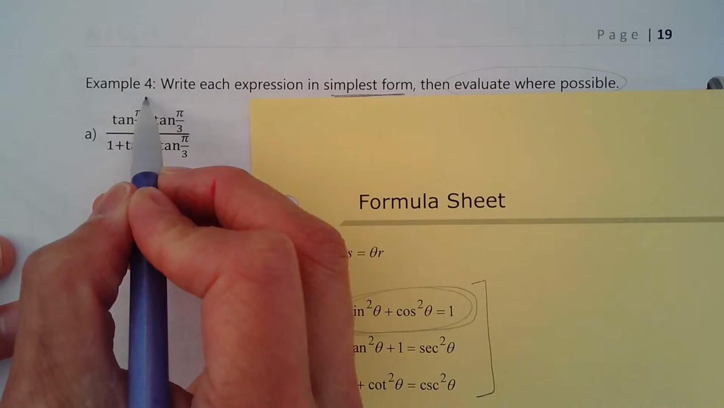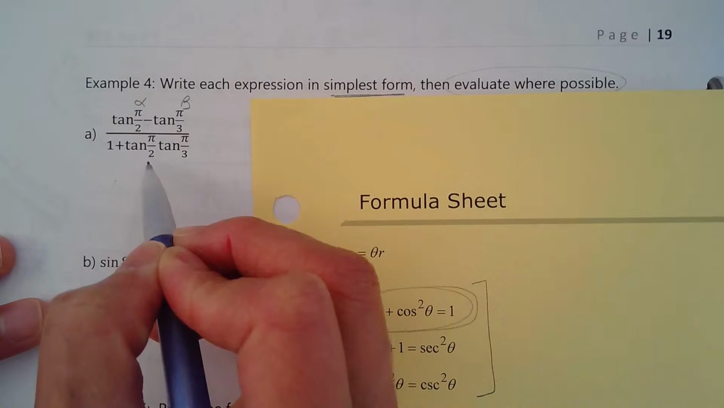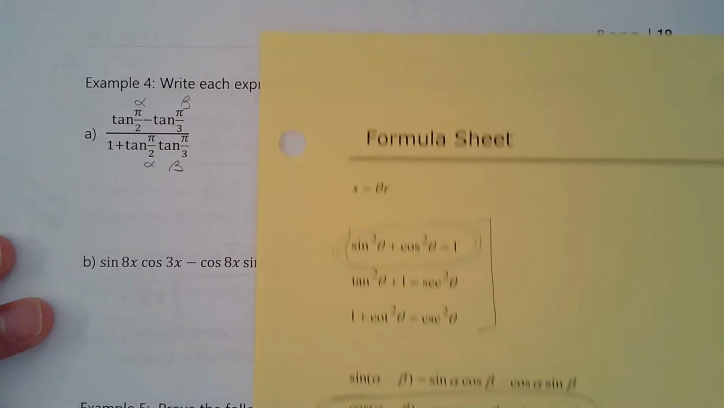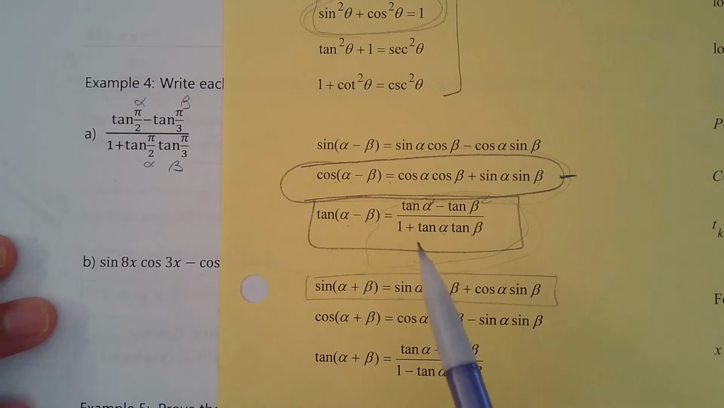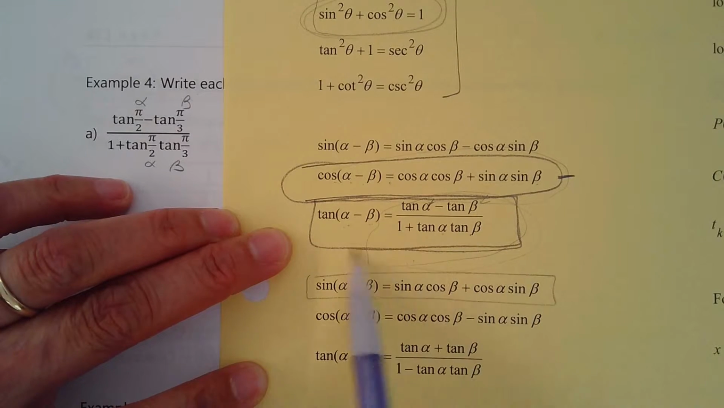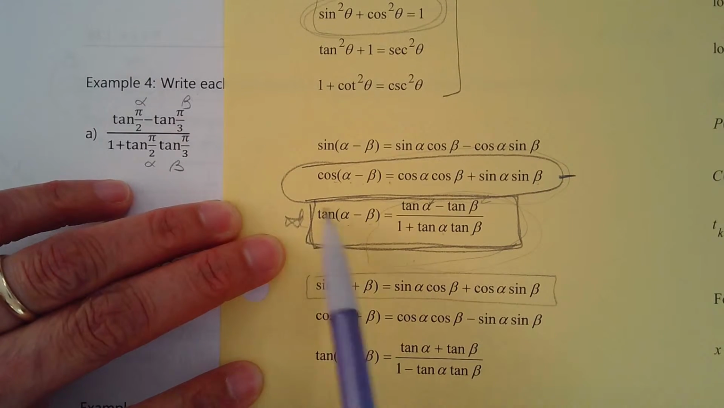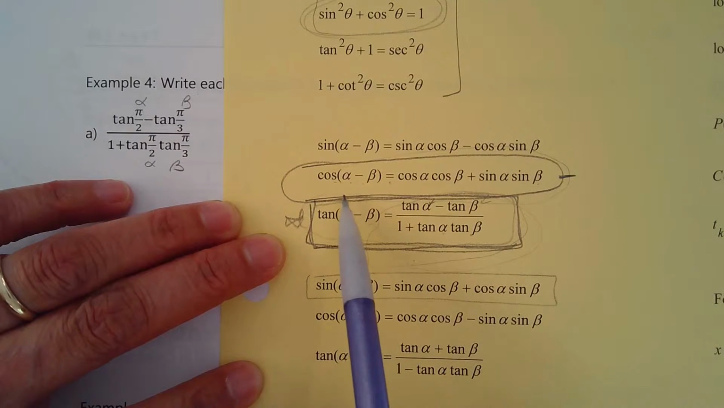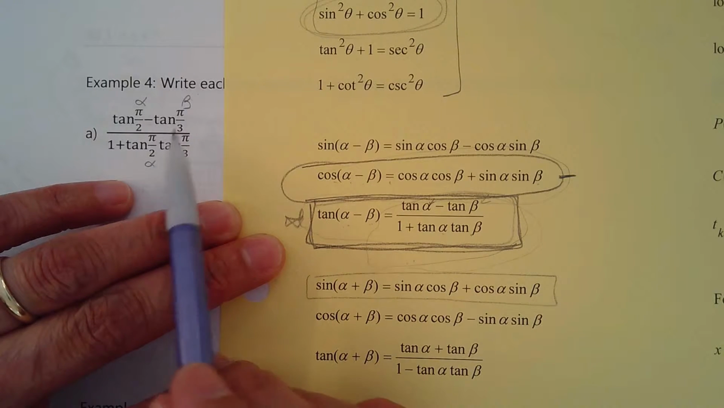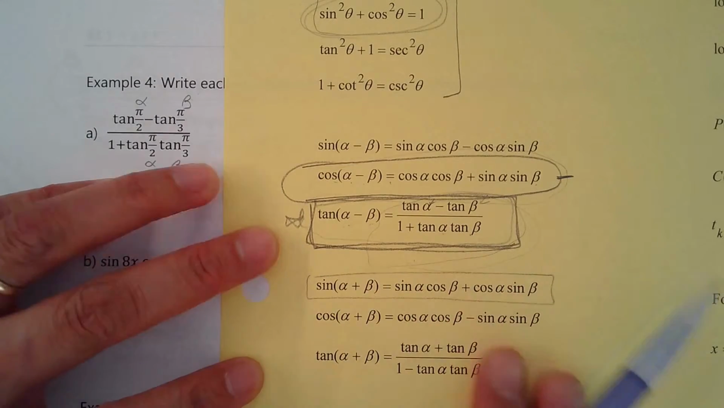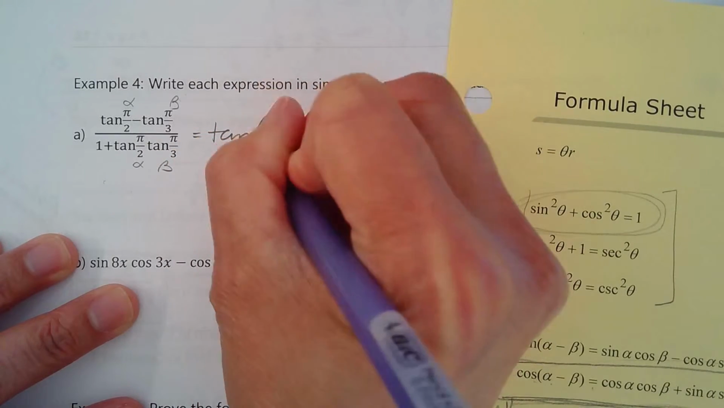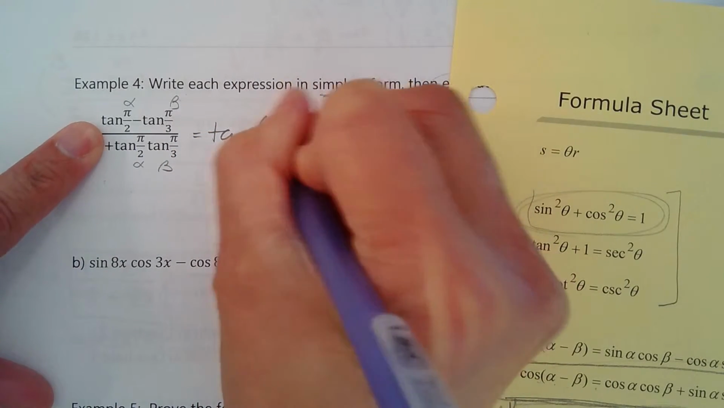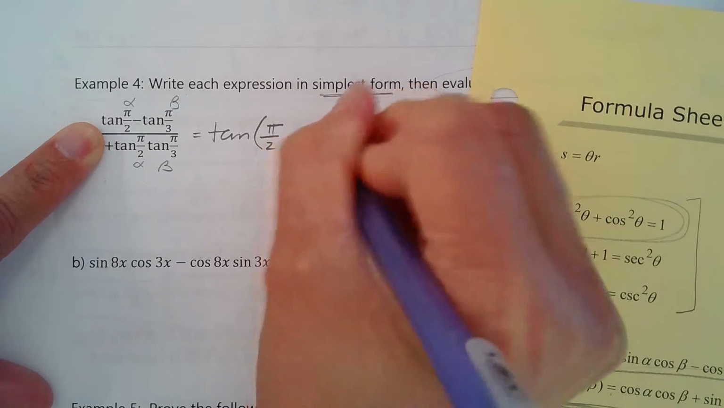this is your alpha, and this is your beta. So if we look in our identity, where does it say tan alpha minus tan beta? That's this one right there. So this can be simplified to tan of alpha, which is pi over 2 minus pi over 3.